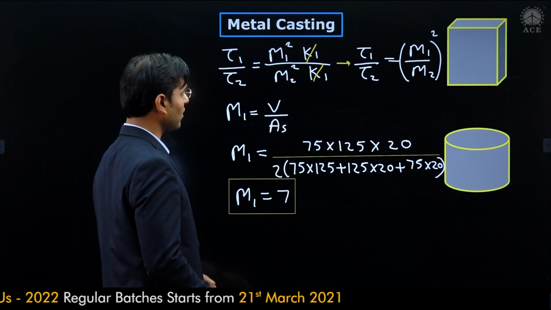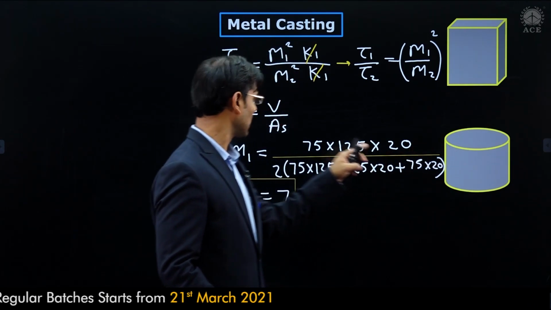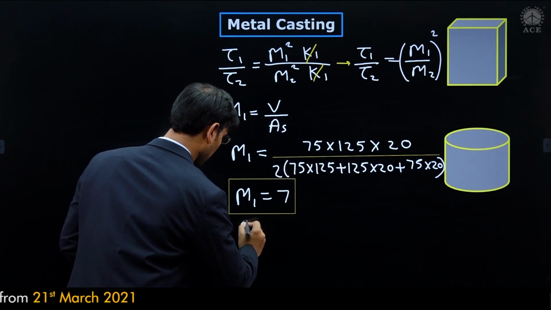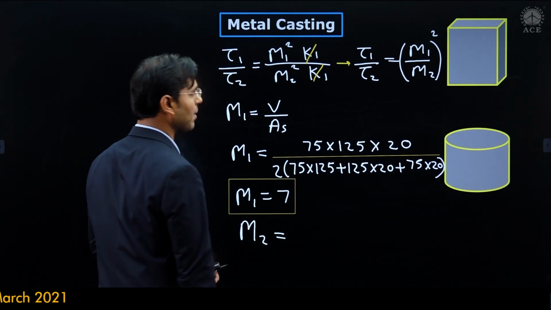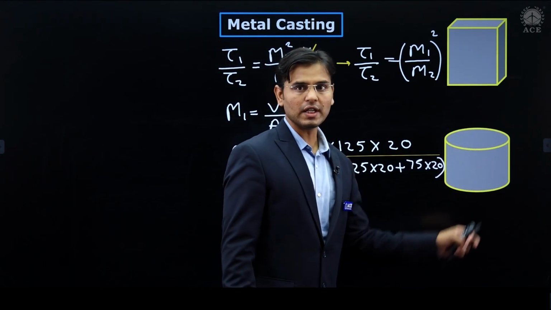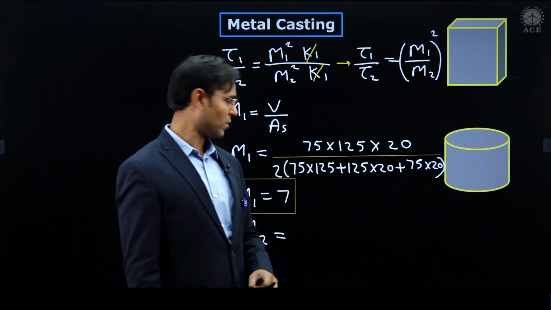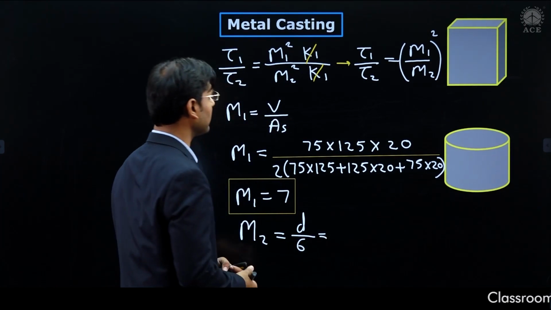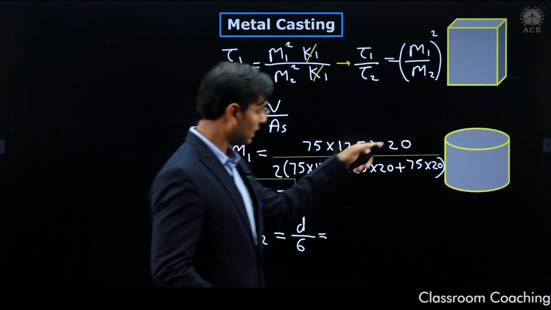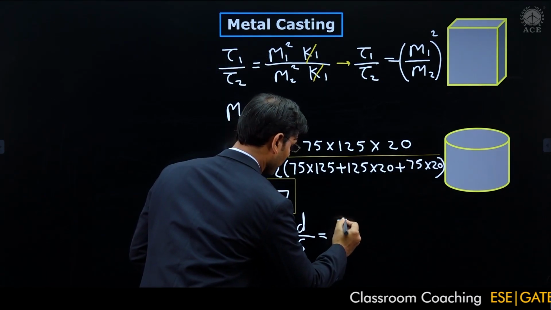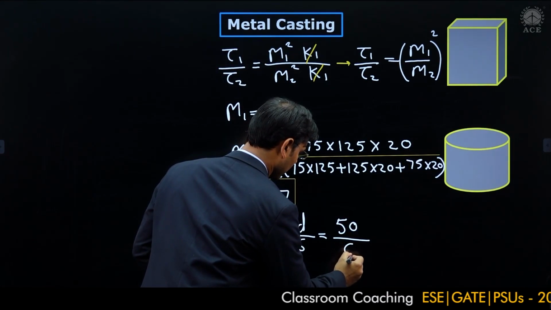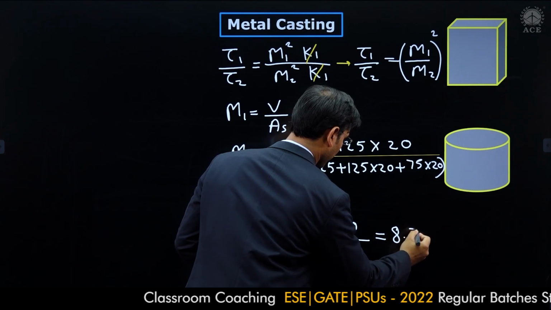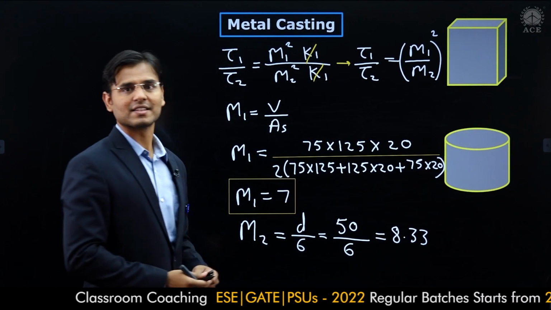Now we have to calculate the value of m2. m2 is the mold modulus for the second component; m1 was for the first component. If the component is cylindrical, then we can directly write the formula for m2 as diameter by 6. The diameter given is 50 for this component. Then I am writing 50 divided by 6, which is 8.33.